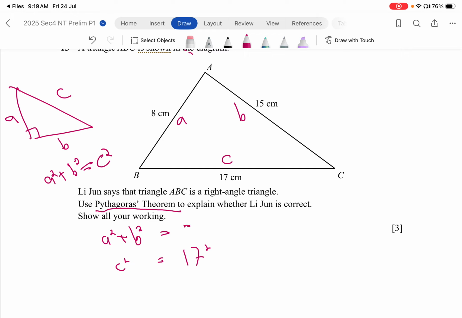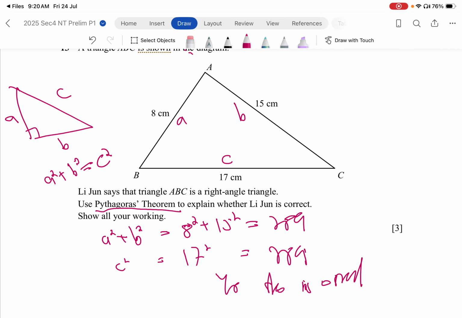So it's 8 square plus 15 square. 8 square plus 15 square is 289, which is 17 square. So yes, she is correct.